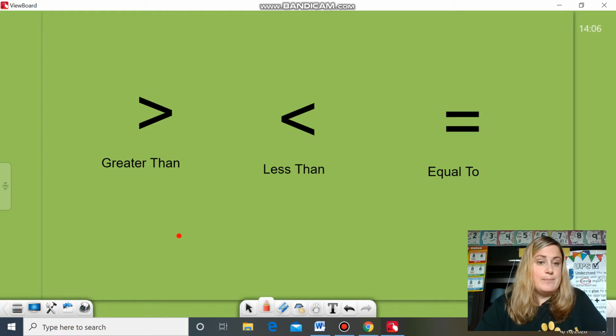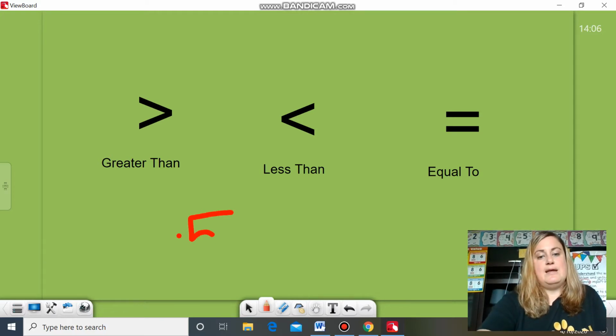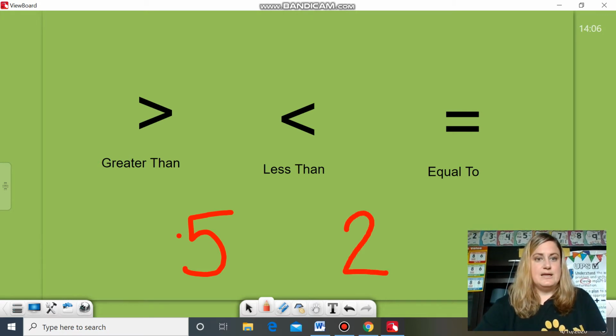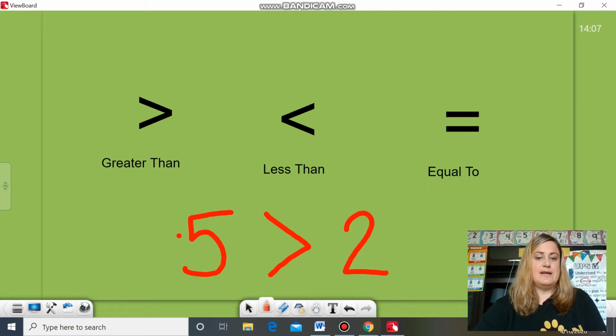So let's say we have the number 5 and the number 2. If I say 5 is greater than, less than, or equal to 2, I would choose the greater than sign. And again, you can think of the alligator as eating the bigger number. But also the opening that's bigger, this part here, is going to be faced to the bigger or greater number.